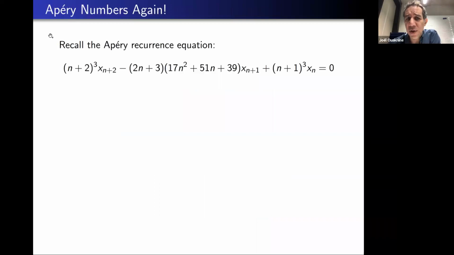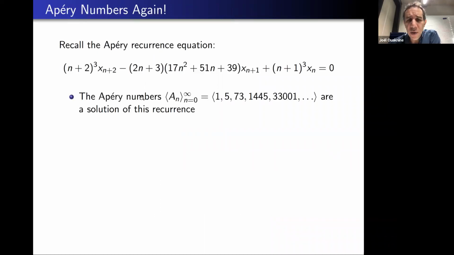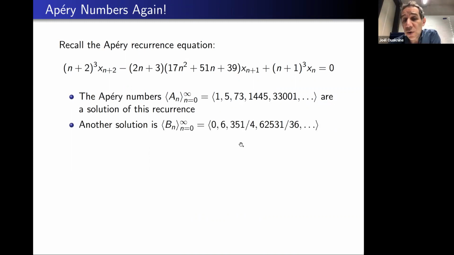So with the Apéry numbers again. Recall the Apéry recurrence equation, this cubic order 2 recurrence. Now, the Apéry numbers that were defined using this sum of binomials expression, numerically, the first two values are 1 and 5. And once you've defined 1 and 5 and you have the recurrence, the other values are uniquely determined. So that's a solution to this recurrence. Another solution begins not with 1 and 5, but with 0 and 6.